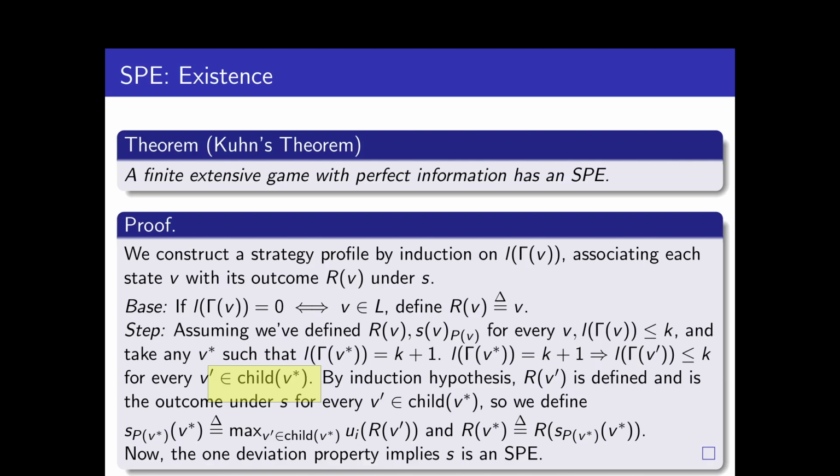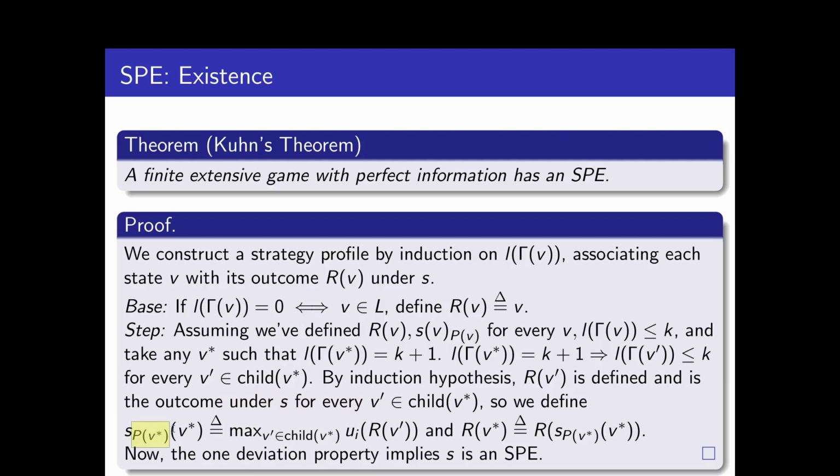So, by induction hypothesis, the R, the outcome of the V star, is defined for any such child V star because its length is at most K. And of course, the S is defined. And that's defined as the outcome under this constructed S for every such child. So now we define what the action strategy S tells the agent who should act at V star.